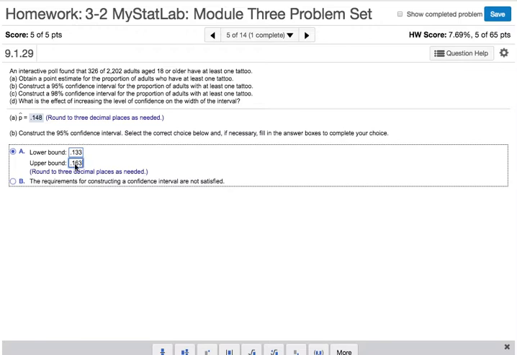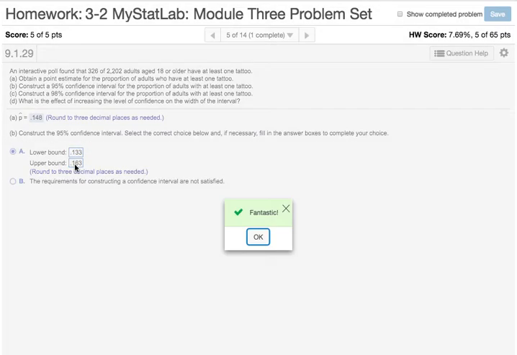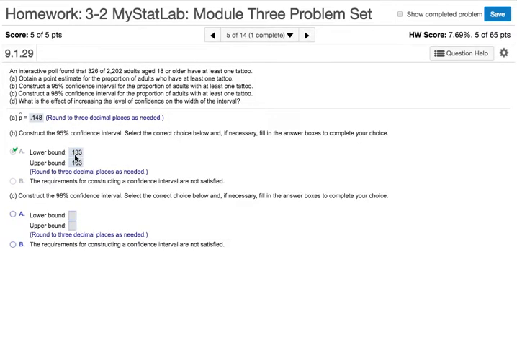And what this means is that we are 95% confident that the population proportion is between this interval of 13.3% and 16.3%, that the population proportion of people with at least one tattoo, 18 years or older, is between those percents.